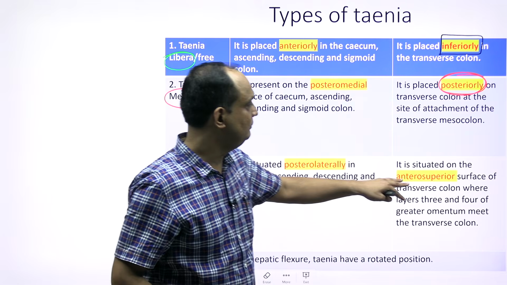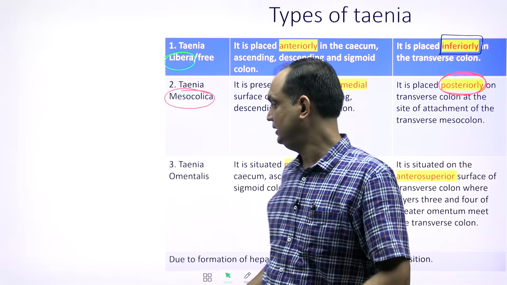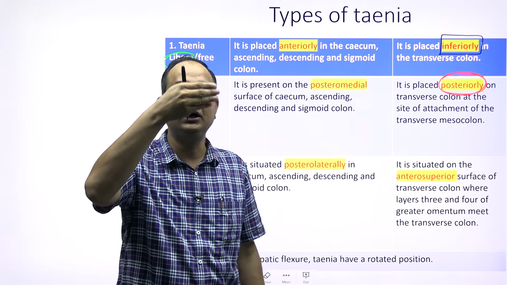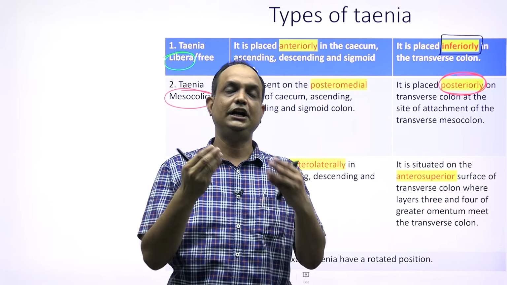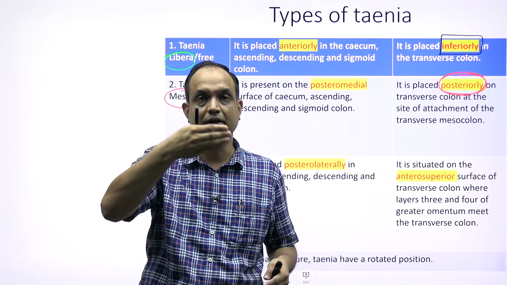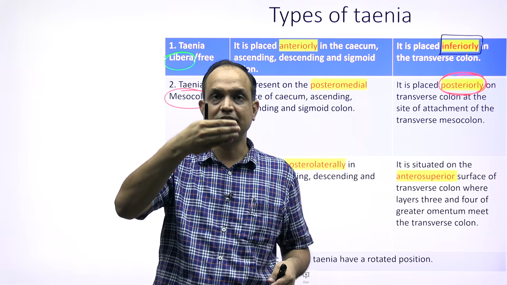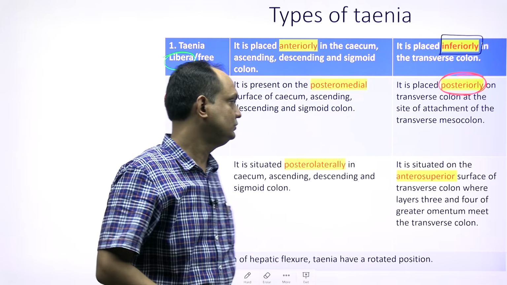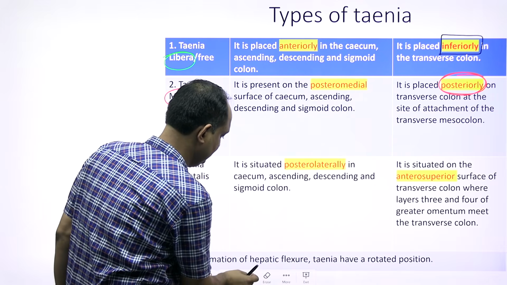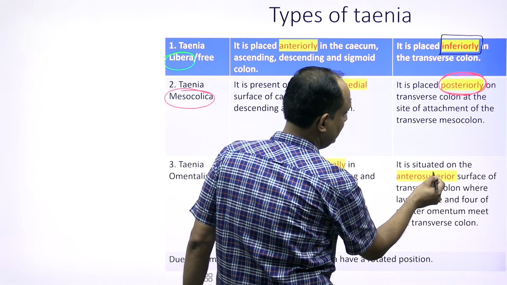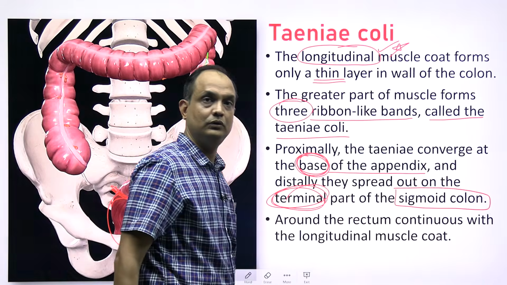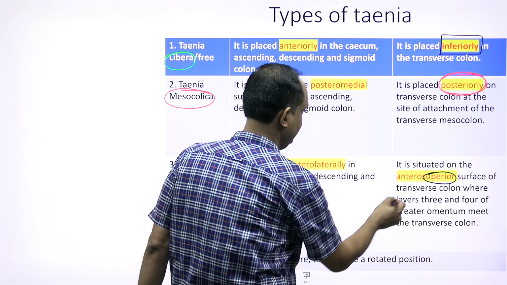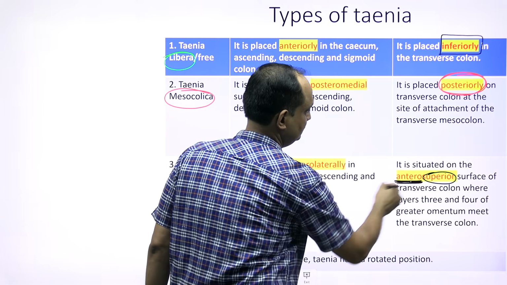Clear? Then you will have the third Taeniae, which is known as Taeniae omentalis. And I already told you that Taeniae omentalis provides attachment to the greater omentum which is coming from above. So this Taeniae omentalis has to be somewhere on the superior side of the tube. So you will realize that this is present on the superior part of the transverse colon. More specifically, it is present on the anterosuperior part of the transverse colon.